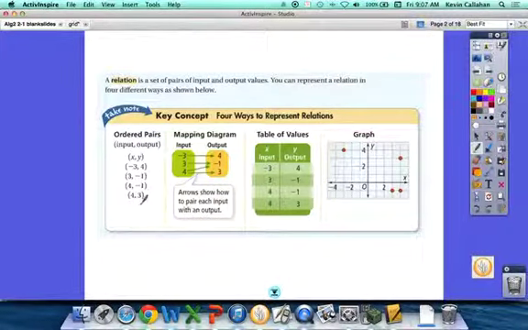Ordered pairs, x, y, right? First one represents x, second number represents y. A mapping diagram would be where you have all the x's in one bubble, all the y's in another bubble, and then you draw arrows that connect. Like this ordered pair was -3, 4. That's why you're drawing an arrow from the -3 to the 4, right? Drawing an arrow from +4 to 3, right? Or you could do a table of values, right, with a column for x's and a column for y's. Or you could graph, right?